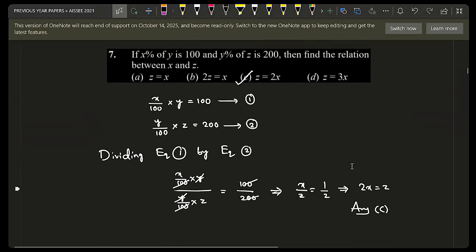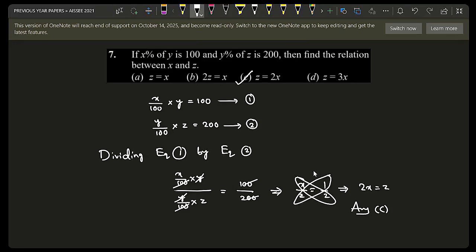Aditi. Yes? I have a doubt at the seventh question. So the answer will also be 2z is equal to x. Wrong. Suppose if it is x by z is equal to 2 by 1, then what you're saying is correct. See, when two fractions are equal, we cross multiply. X into 2 is 2x, z into 1 is z. So you're getting 2x is equal to z. Okay? This is cross multiplication.